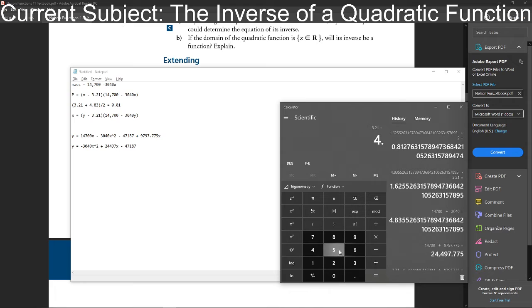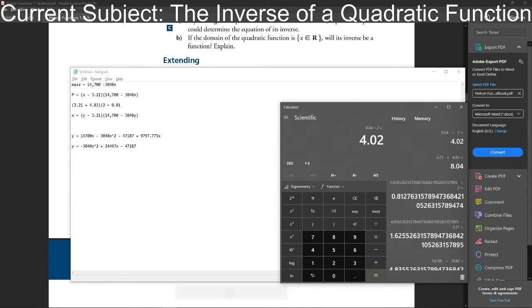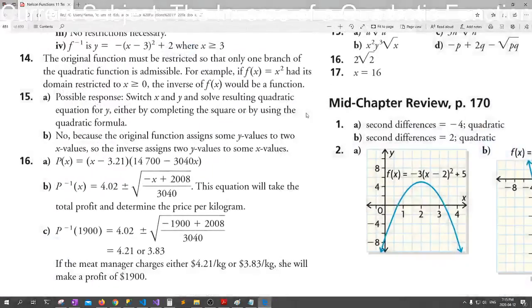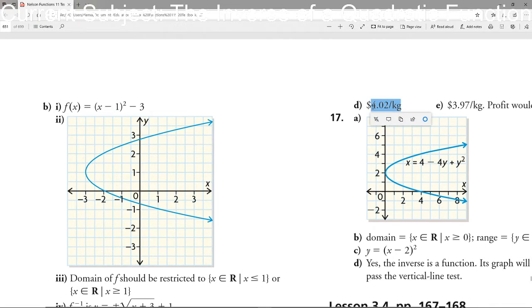plus 4.83 divided by 2, and look at what we got. 402.